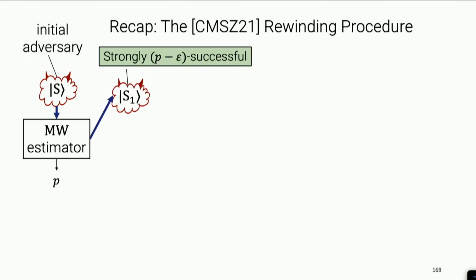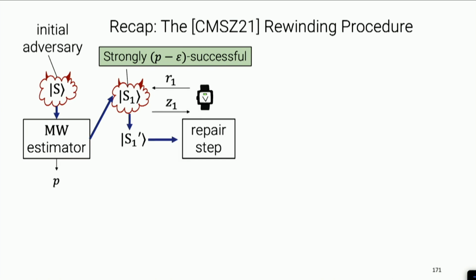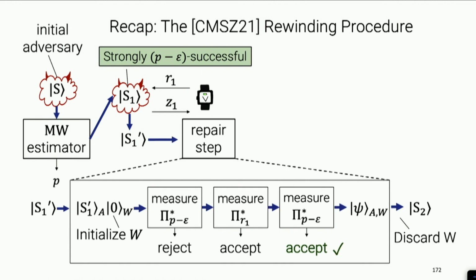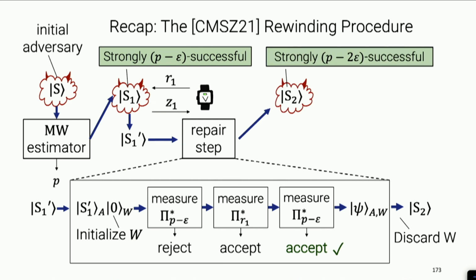So you have this one in the subspace of p minus epsilon successful adversaries. When you disturb it, you measure this bit, but actually also measure more if it's accepting. Then you repair it by initializing this extra ancilla, alternating these measurements back and forth, and then discarding the ancilla. And the argument we just gave said that this adversary is reasonably successful again. It turns out the guarantee degrades a little bit from step to step, so you lose a little epsilon every time. But in this protocol, you know how many rewinds you want, or how many accepting transcripts you want. So you can set epsilon in advance.